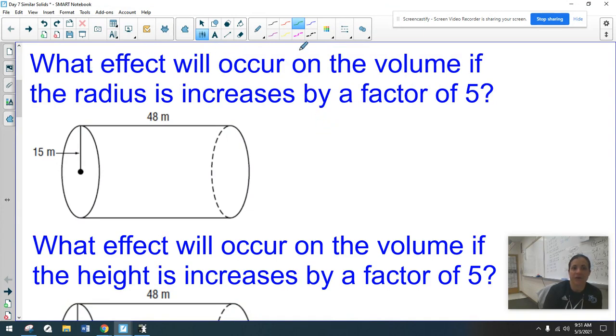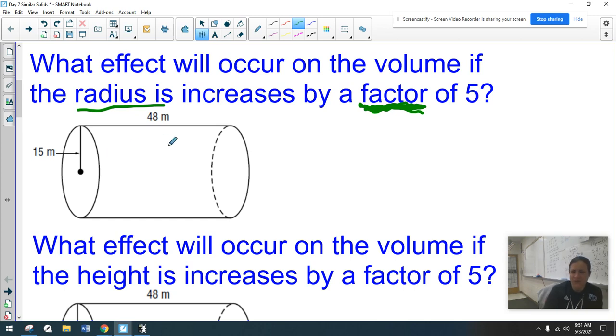So it says, what effect will occur on the volume if the radius is increased by a factor of 5? When they say factor, factor means multiply. So you're not adding it. This is a factor of 5. So what we're going to do is increase the radius by a factor of 5.